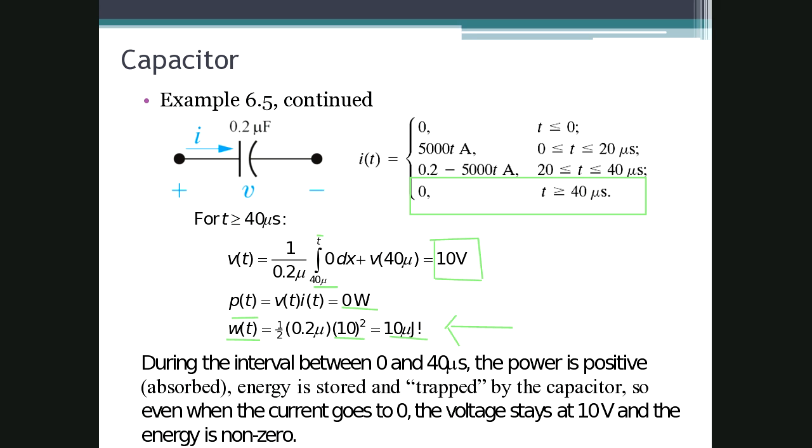So during the interval between 0 and 40 microseconds, the power is positive, which means it is being absorbed. Energy is stored and trapped by the capacitor. So even when the power goes to 0, the voltage stays at 10 volts and the energy is non-zero. So we've actually stored energy.